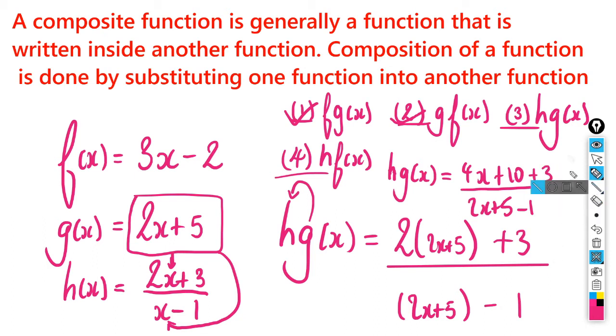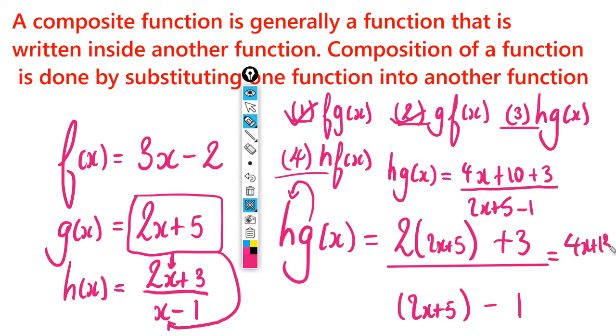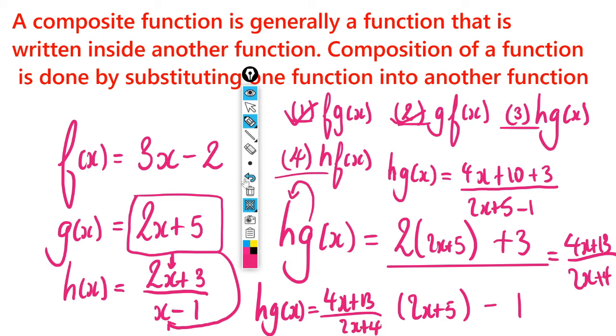So the answer that we're supposed to get, guys, for the final answer for this question, it's going to end up being 4x plus 13 divided by 2x plus 4. Cool? So that's the answer, guys. H of g of x is equal to 4x plus 13 divided by 2x plus 4. Let me write that 3 better. 4x plus 13 divided by 2x plus 4, and that's our answer, guys. It's kind of simple. It's not too bad.